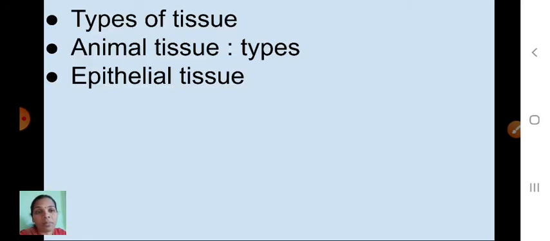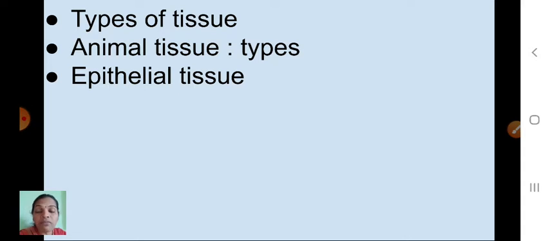We discussed types of tissue, simple and complex, isn't it? And the next one is what is meant by animal tissue and the types of animal tissue. Can you say how many types of animal tissues are there? Yes, there are 4 types. The names of the animal tissues are epithelial, connective tissue, muscular and nervous tissue.